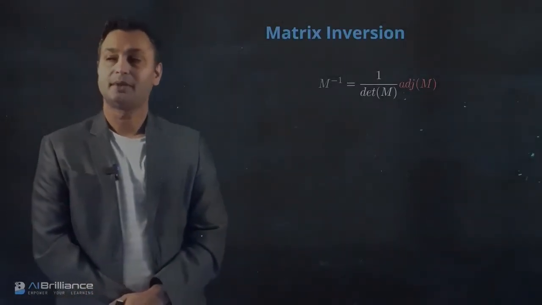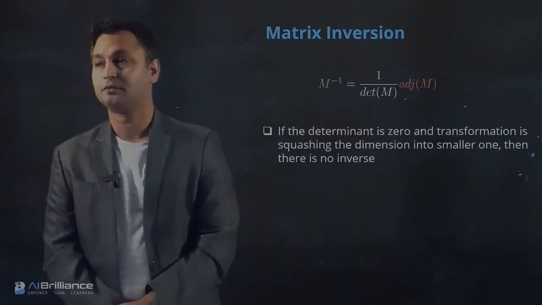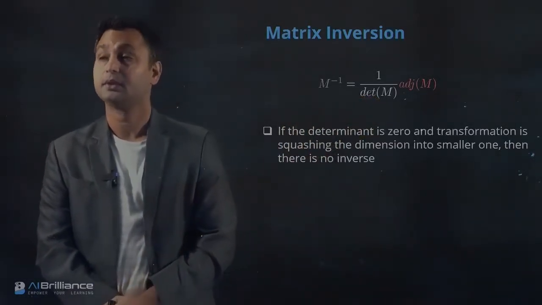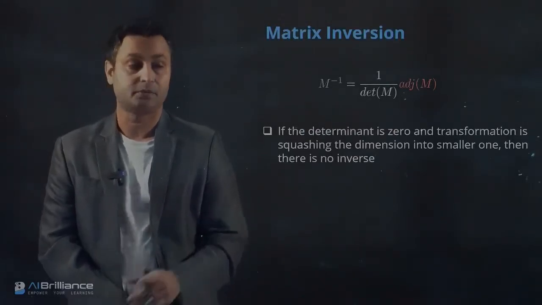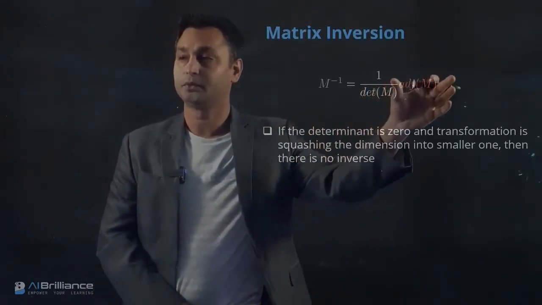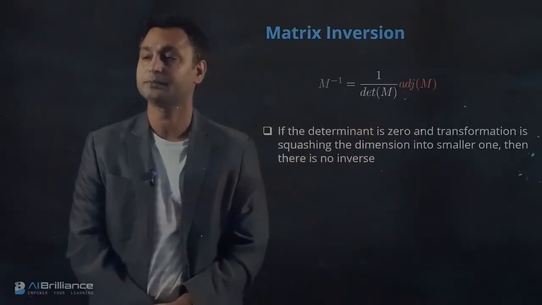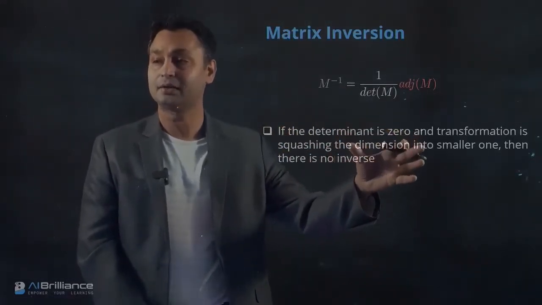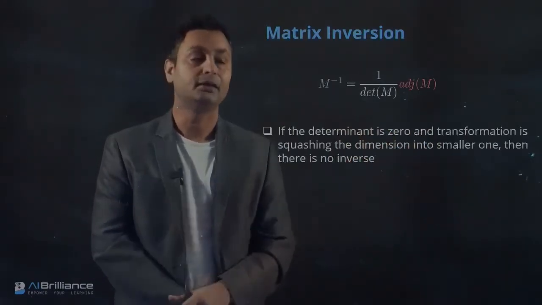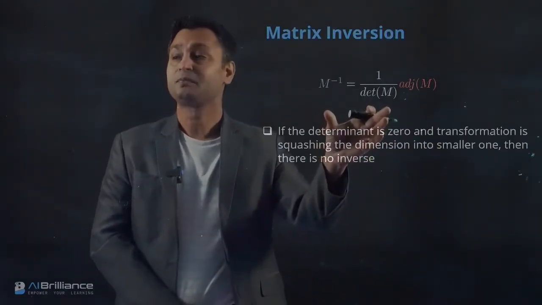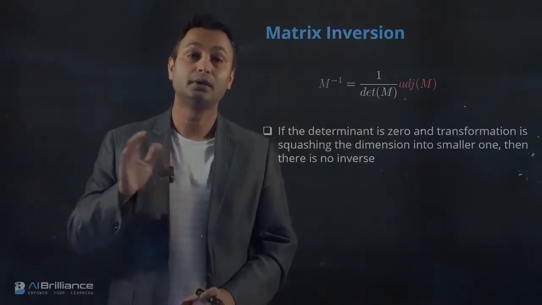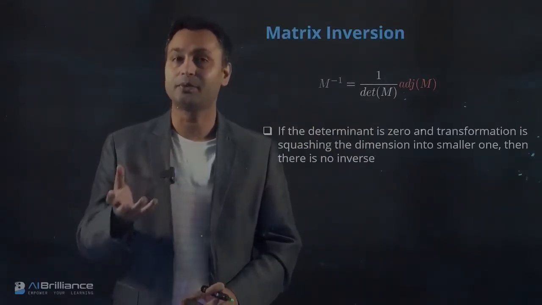Okay, so summarizing, matrix inversion is numerically implemented using this equation, and there are multiple steps. You first compute the determinant, then you compute the adjoint, which has 3 sub-steps. Now it turns out if the determinant is 0, the transformation is squashing the dimension into a smaller one, and there is no inverse, right? So in case the determinant of the matrix comes out to be 0, we cannot invert that matrix at all, and that operation is not feasible.